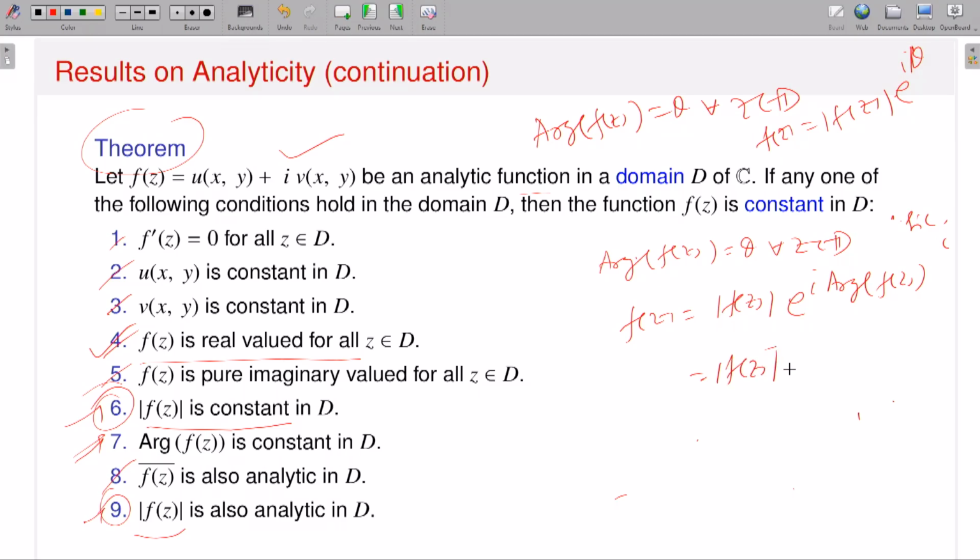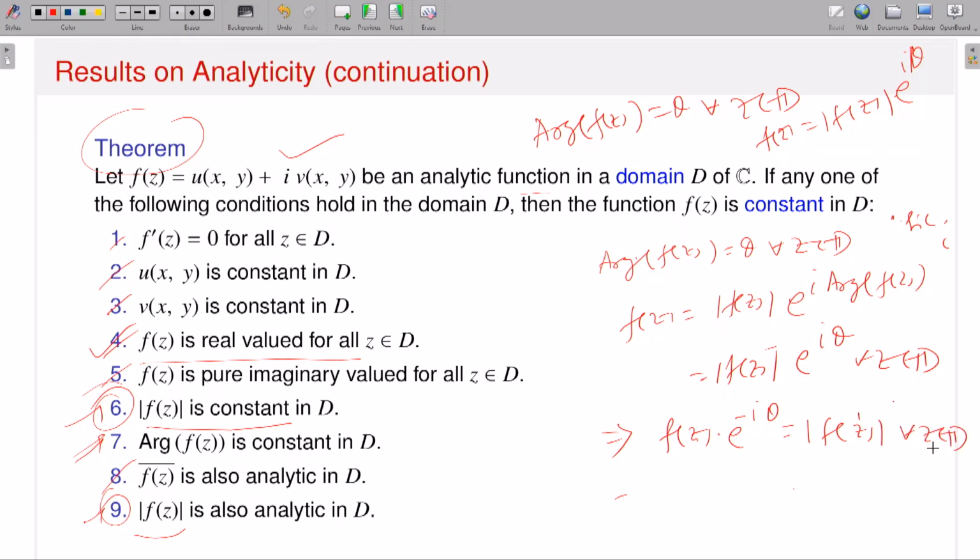What is that? This is modulus of f(z), this is e to the i theta, and theta is constant, and this is true for all z. Correct? So now this is okay. So therefore now you can have it. So what will it imply? This will imply that f(z) times e to the power minus i theta is modulus of f(z), and this is true for all z in D.